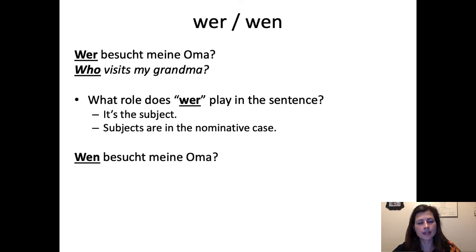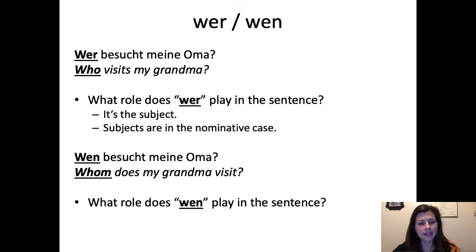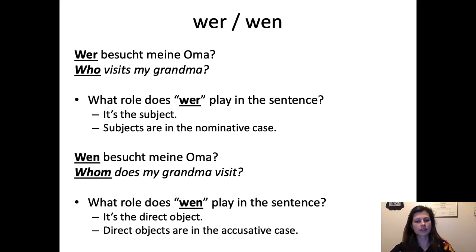But then "wen besucht meine Oma?" Whom does my grandma visit? Now my grandma is actually the subject. She does the visiting. And then wen is the direct object because that person receives the visiting. So that's the accusative version. Wen is the accusative form of who, right? So whom.